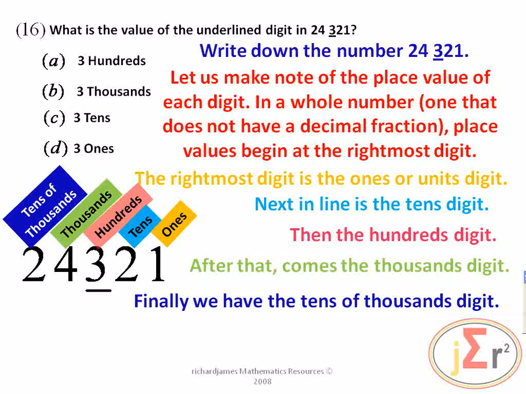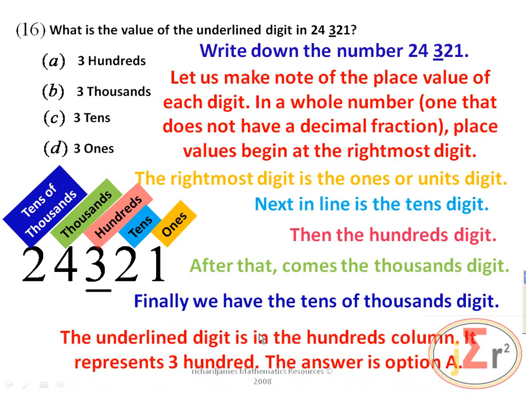How do we know the value of the underlined number? Here we have 3 and it is underlined. What digit does it represent? 100. It is in the hundreds column. Therefore, it is representing 300s. The underlined digit is in the hundreds column. It represents 300. The answer is option A. Option A, 3 hundreds. It is in the hundreds column. It therefore represents 300.